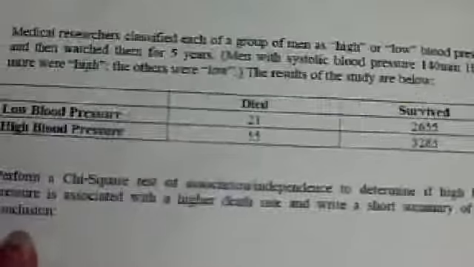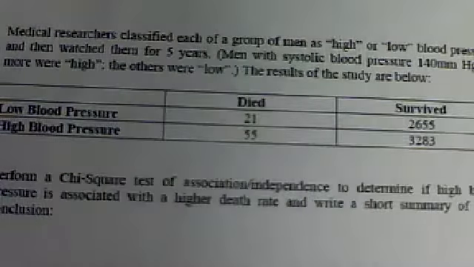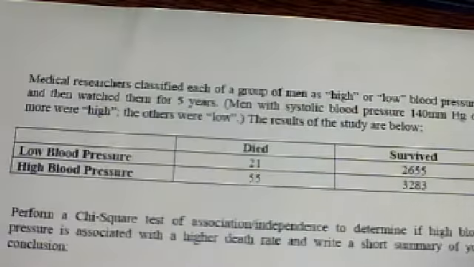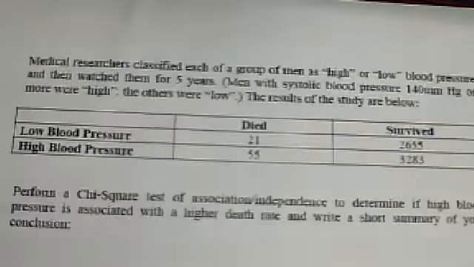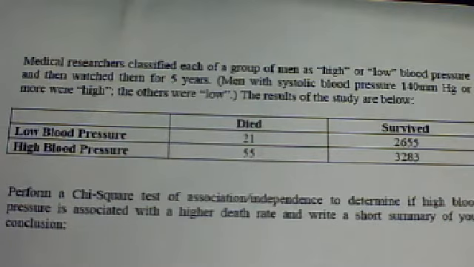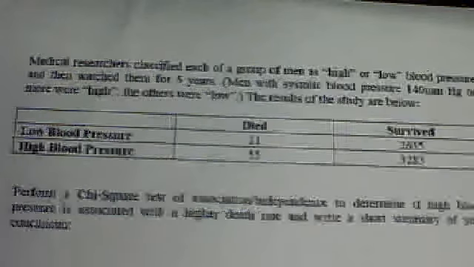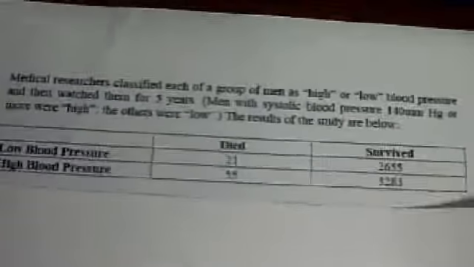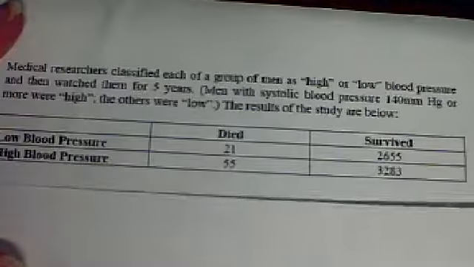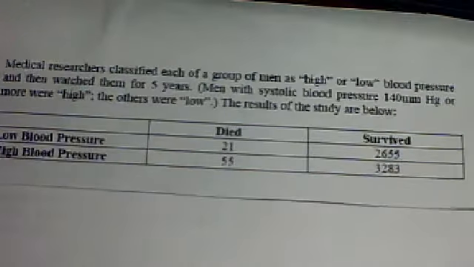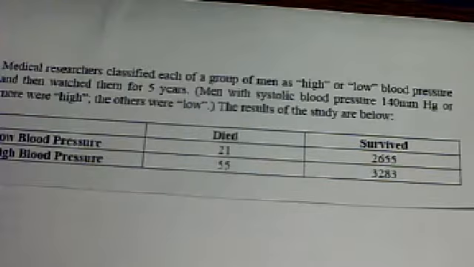All right. In this video, we're going to be looking at the chi-squared test, but with what is called the Yates continuity correction. So we're going to take a little situation. Medical researchers classified each of a group of men as high or low blood pressure, and then watched them for 5 years. Men with blood pressure of 140 millimeters or higher were high, and others were low. So here's the results of the study.